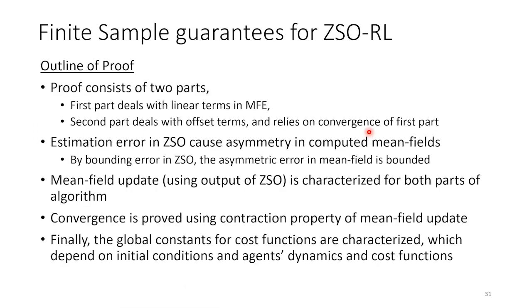The proof consists of two parts. The first part deals with the linear terms, the second part with the offset terms, and relies on convergence of the first part. And of course, we use the zero-order stochastic optimization to bound the errors. For the convergence, we use a contraction property of the mean field update, which is very crucial. I won't go into too much detail of this proof.